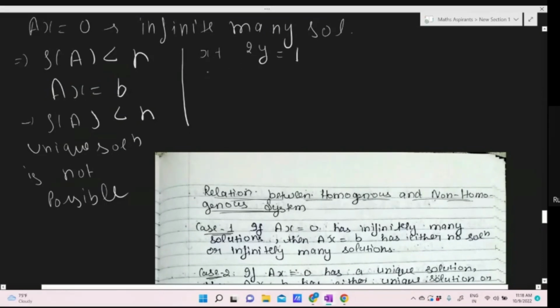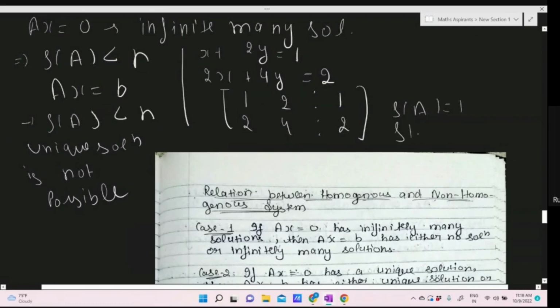If you talk about infinitely many solutions, for this let us take a system x plus 2y equals 1 and 2x plus 4y equals 2. After putting into the augmented matrix, we will get, here you can see that the rank of A is 1 and rank of A augmented b, after reducing it to the row echelon form, will also become 1, which is less than the number of variables, or we can say the number of columns, that is 2. Here we can say that this is an example of a system having infinitely many solutions.